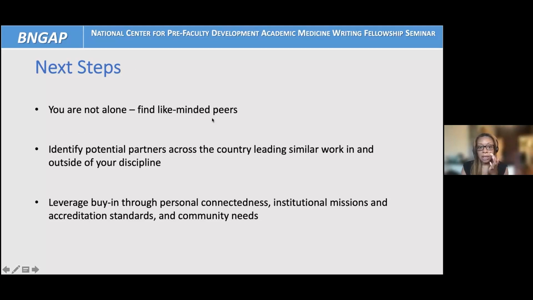Understand that you need to identify the potential barriers and partners, identify potential partners across the country in similar work and outside of your discipline. Again, the young lady who reached out to me, she not only worked with GI doctors, she's also worked with surgeons. She reached out to a GI surgeon in her own institution, and she also reached out to me outside. So she reached outside of her own department, and she reached outside of her institution. And leverage buy-in through personal connectedness, institutional missions, and accreditation standards and community needs. Accreditation standards, not something you necessarily want to pull out your back pocket, but you can utilize that to get your leadership involved, because our leadership might not be as interconnected with the community as they need to be or understand what needs to happen.